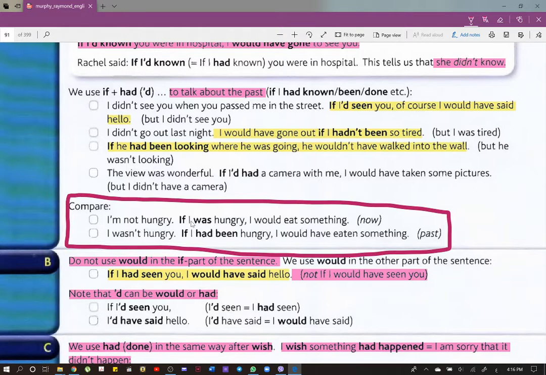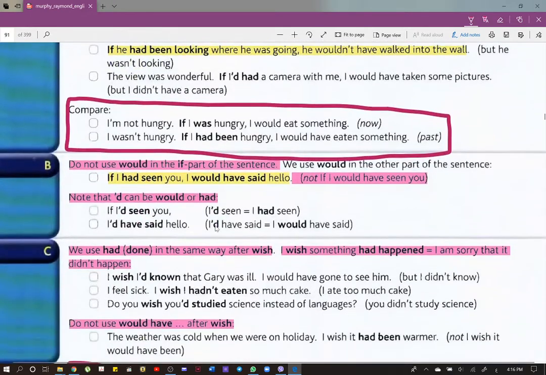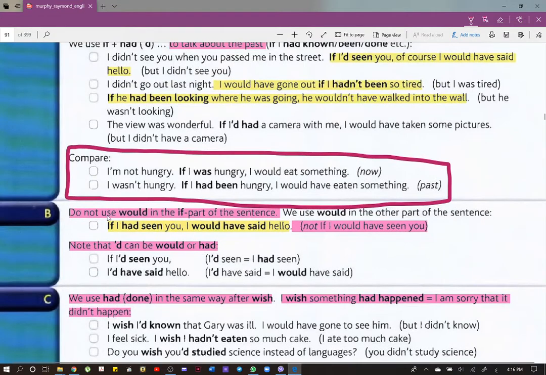Sorry, it tells us the difference between the second case and the third case. All right, the second case, this is if I was hungry, I would eat something, but this is impossible. So this is not possible, but not impossible. In B, C, and D, we talked about a point that we have already discussed in the previous chapter. That is, we don't use would in the if part of the sentence. We use would in the other part.